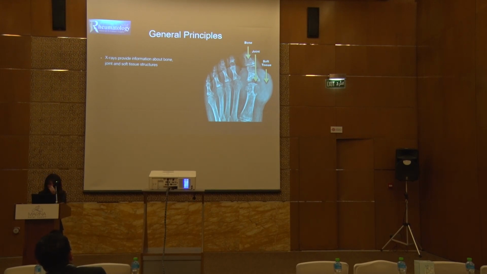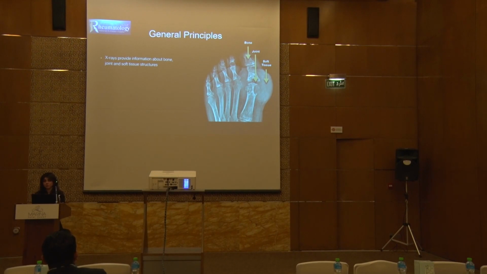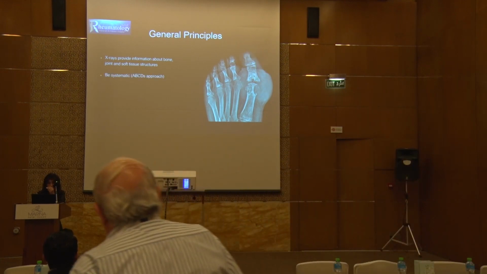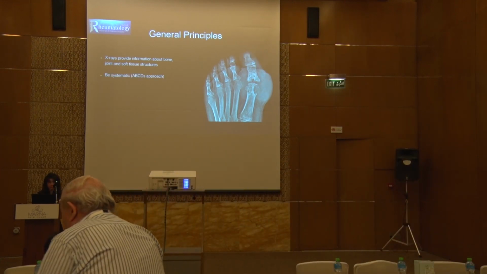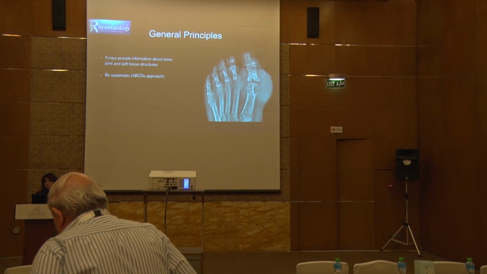So the second general principle is that, like any X-ray, for example, if you order a chest X-ray, there is a system, right? When you read a chest X-ray, you need to go through a system so that you don't miss anything. Same applies to the joint X-ray. The system we use to read a joint X-ray is called the ABCDs approach, so that we don't miss anything.